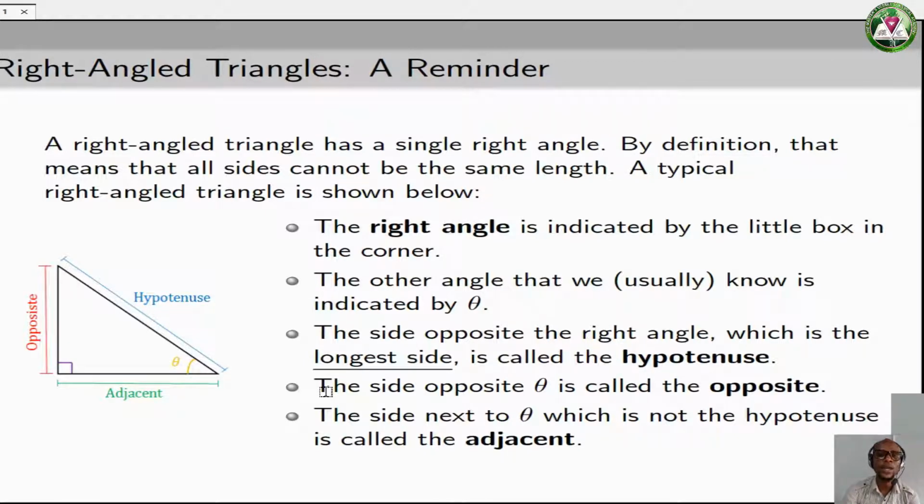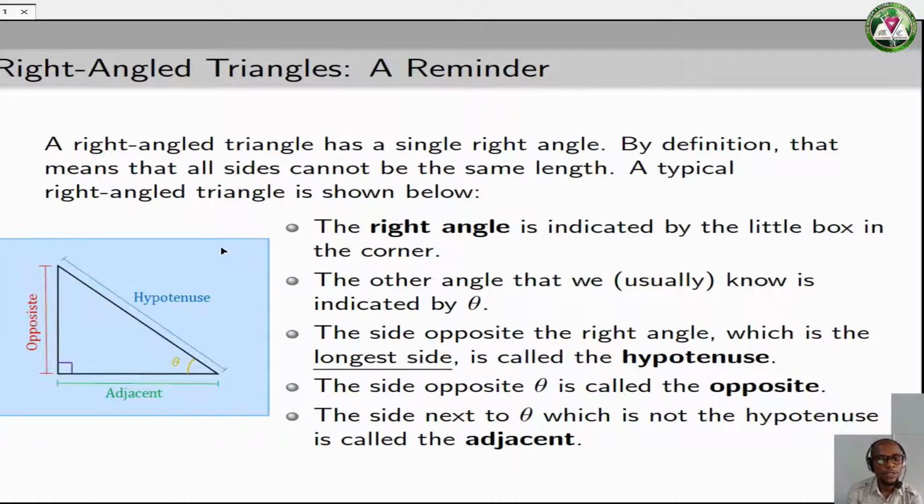Now, a right angle triangle has a single right angle. And from what I told you earlier on in our previous classes, a right angle triangle is a triangle that has 90 degrees in one of its angles. So by definition, that means that all sides cannot be the same length. Now, a typical right angle triangle is shown below. From the diagram you have there on the left hand side of the screen, you can see what we refer to as a right angle triangle.